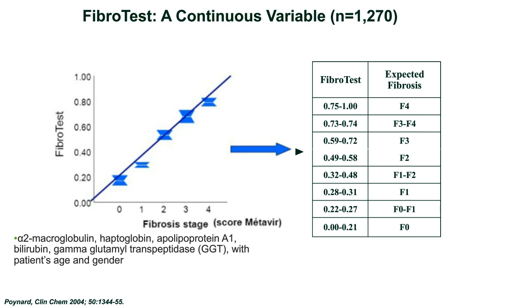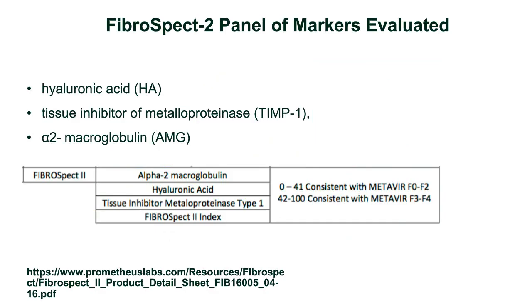Another available test that you can order through a variety of commercial labs is the FibroSpec II panel, and this is a panel that consists of hyaluronic acid, tissue inhibitor of metalloproteinases, or TIMP1, as well as alpha-2 macroglobulin. When you use these tests, you can generate a score that ranges from 0 to 41 or 42 to 100. And again, this helps us distinguish low levels of fibrosis, F0 to F2, from F3, F4 fibrosis, where screening for hepatocellular cancer and looking for esophageal varices are all important aspects of the care of somebody with hepatitis C, particularly once they're successfully treated.